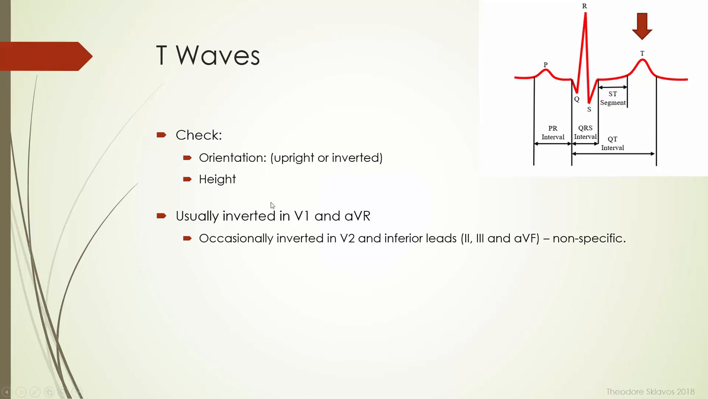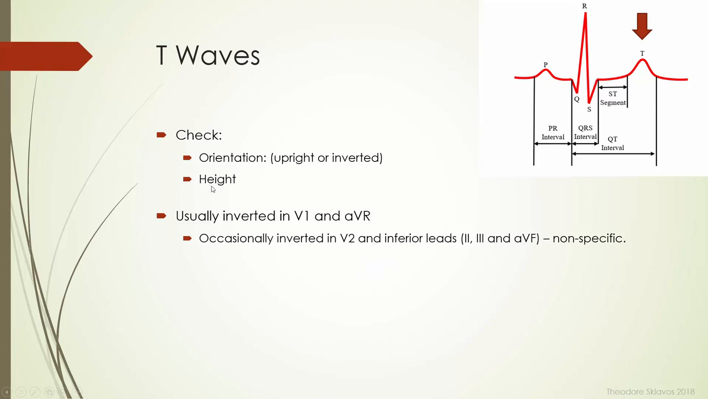Okay. Now it's normal for them to be inverted in some leads. Okay. It's usually inverted in V1 and AVR, and occasionally it's inverted in V2 and some of the inferior leads. Although this is a bit harder, it's a bit non-specific. It's hard to say. Is that abnormal for that patient or is it normal for that patient? If it's the first ECG and they've come in with chest pain and inverted T-wave in V2, you probably have to keep an eye on them. You can't just send them home saying they had a normal ECG.